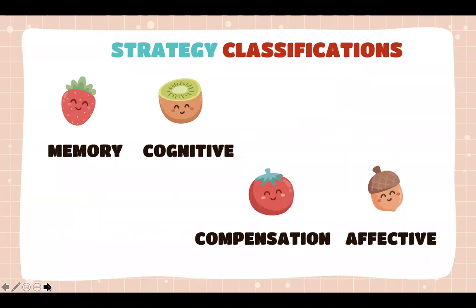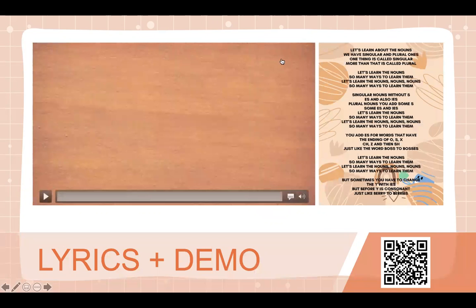Okay, the strategy classification for this strategy is memory, where students need to rehearse. Cognitive, where students need to review and rehearse. Compensation, where students will guess intelligently. And affective, where the students can lower anxiety using the music. Okay, this is the lyric, and you can scan the barcode to listen to the song.